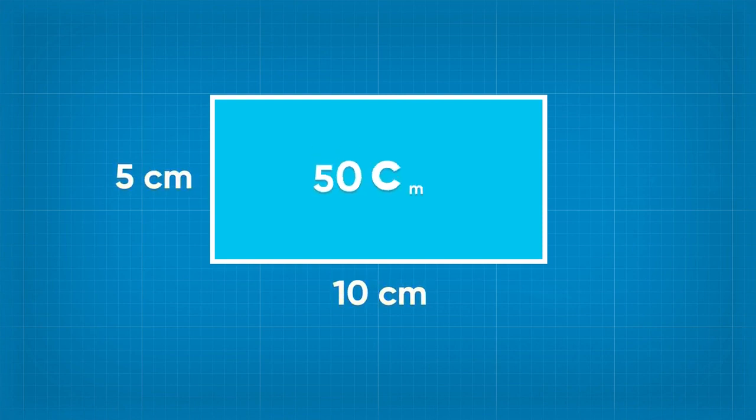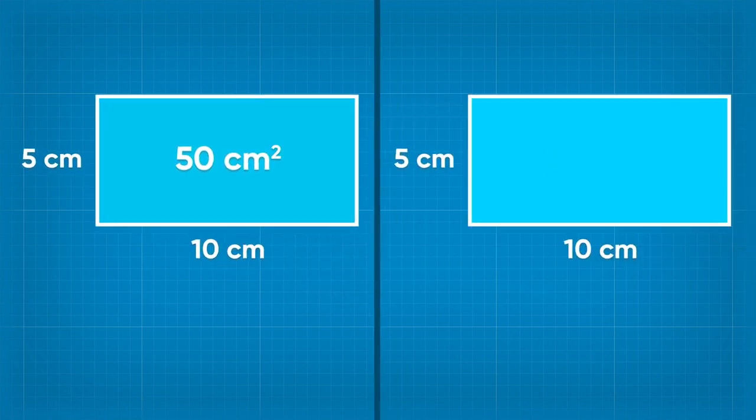This rectangle is 10 centimeters by 5 centimeters. So what's its area? Well, 10 centimeters times 5 centimeters equals 50 square centimeters. So its area is 50 square centimeters. Right. Now, let's cut it in half diagonally. Awesome! Now we have two right triangles.